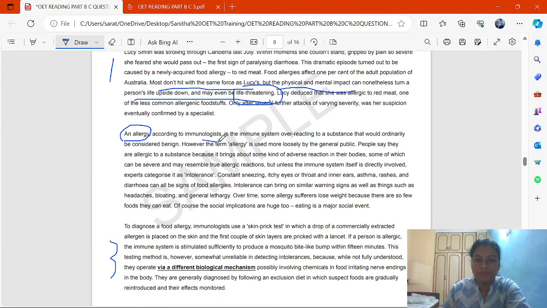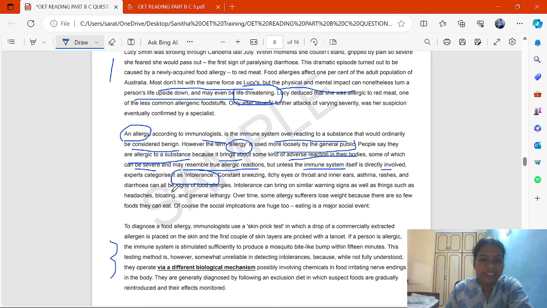An allergy, according to immunologists, is the immune system overreacting to a substance that would ordinarily be considered benign. However, the term allergy is used more loosely by the general public. People say they are allergic to a substance because it brings about some kind of adverse reaction in their bodies, some of which can be severe and may resemble an allergic reaction, but unless the immune system itself is directly involved, experts suggest it is an intolerance. Both points are given here.